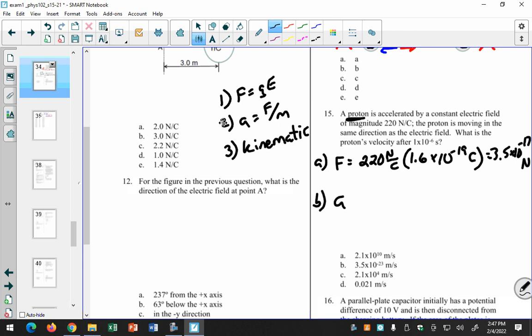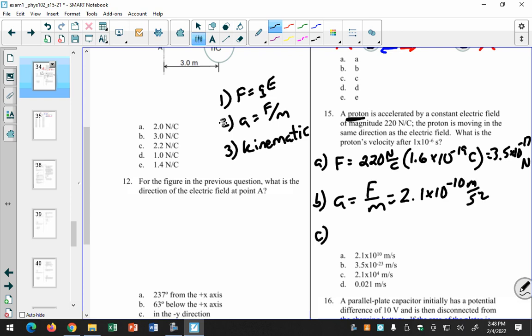B, the acceleration is F over M. So I just divide that by the mass of my proton. If you don't use the EE button, make sure that division gets put in parentheses, okay? Otherwise, your order of operations will be all off. Let's say the mass, right? I'm putting in the charge. I get 2.1 times 10 to the minus 10. That's in meters per second squared.